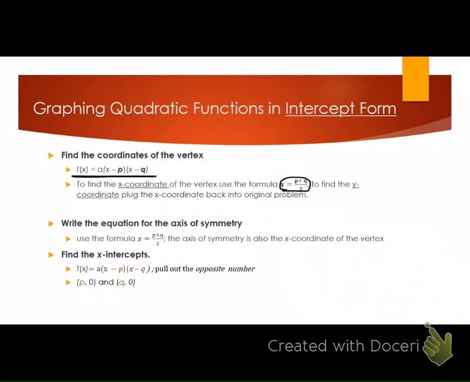Now, without looking at the notes, without looking ahead, if you can help it, what do you think I'm going to do when I find that x-coordinate? What do you think I'm going to do with it so that I can find the y-coordinate of my vertex? Plug it back in to the original problem. Very good. So once I find x, I'm going to plug it back into the original problem, and I'm going to find the y-coordinate. Now, what have we been saying all along about the x-coordinate of the vertex and the axis of symmetry? They are what? Related. They're more than related. They are the same. Very good.